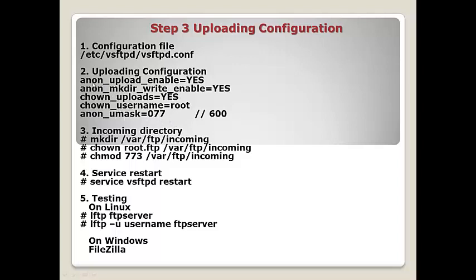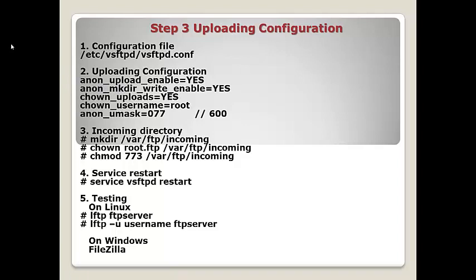Here, anon means anonymous, so anonymous users will be able to upload files to the FTP server through this line. And when an anonymous user uploads a file, they can use the mkdir command. And after an anonymous user uploads a file, this file will belong to the username root from these two lines.